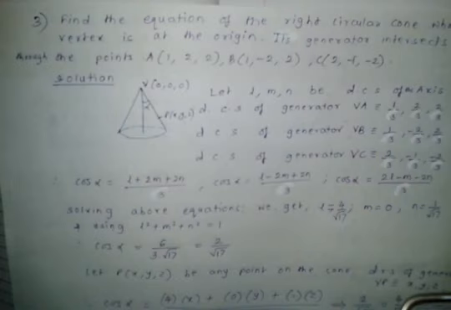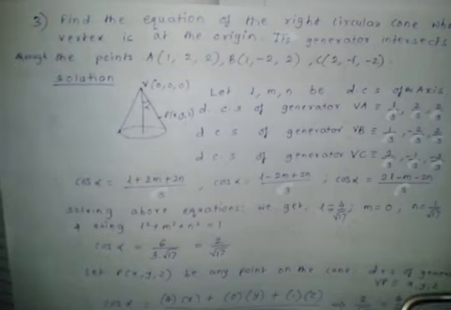Consider the example 3 on the right circular cone. Find the equation of the right circular cone whose vertex is at the origin and its generator intersects the circle through the points A(1, 2, 2), B(1, -2, 2) and C(2, -1, -2).